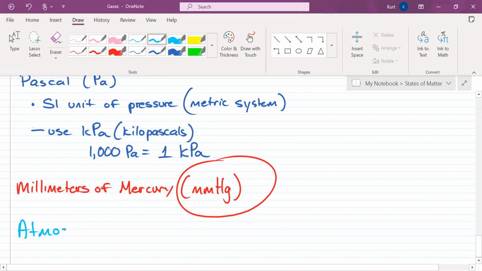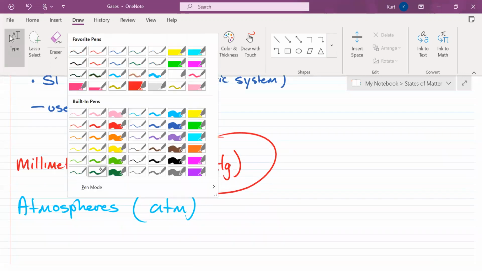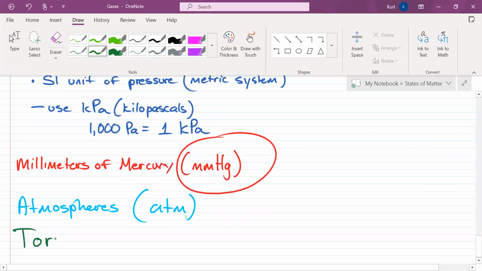And then the third one, everyone, is called atmospheres. I just mentioned that. This is abbreviated ATM. And one that we're seldom going to use in this class is called torr. Its abbreviation is also TORR. It's basically the same as millimeters of mercury. Like the conversion is a 1-to-1 ratio.